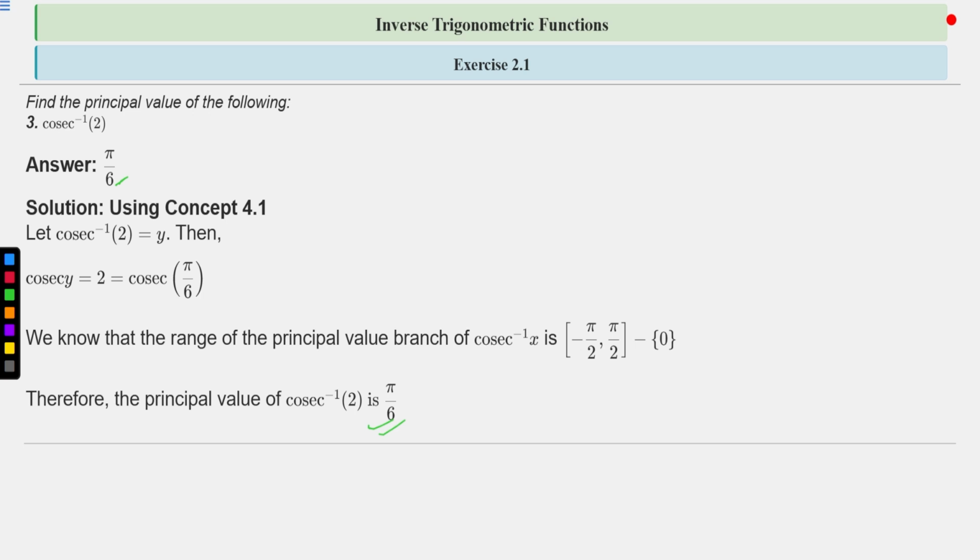Got it? Hope you understood this question. If anyone has any doubt, please ask. You can ask directly in the chat box. Okay, let us move to the next question.